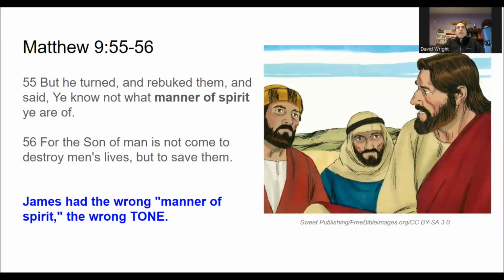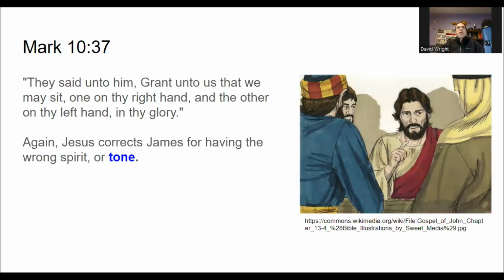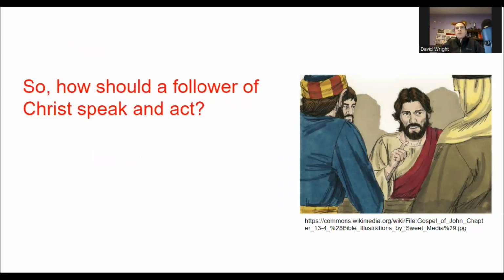"But he turned and rebuked them and said, Ye know not what manner of spirit ye are of. For the Son of Man is not come to destroy men's lives, but to save them." James had the wrong manner of spirit, the wrong tone. Mark 10:37: "They said unto him, Grant unto us that we may sit one on thy right hand and the other on thy left hand in thy glory." Again, Jesus corrects James for having the wrong spirit or tone.